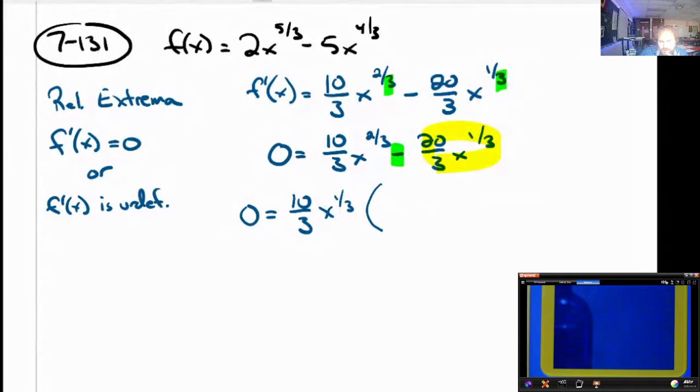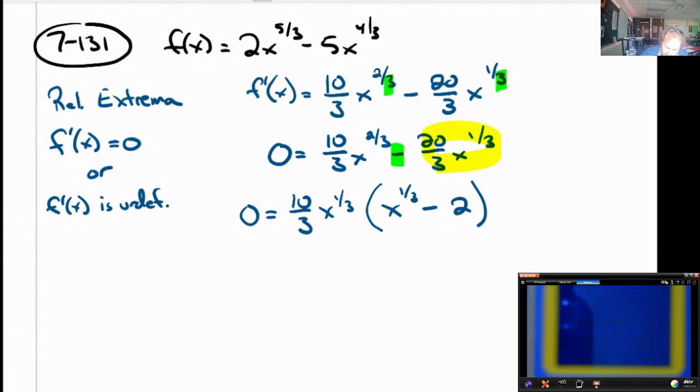This first term, in order to turn x to the 1/3 into x to the 2/3, all I'd have to do is multiply it by x to the 1/3 power. I think that would work, because I would add those exponents if I was going to multiply them, and that would give me 2/3. This right there, 20/3, is just going to be 2 minus 2. I believe this is correct. If I do the distribution, I think you'd get right back to where you are now, which is cool.